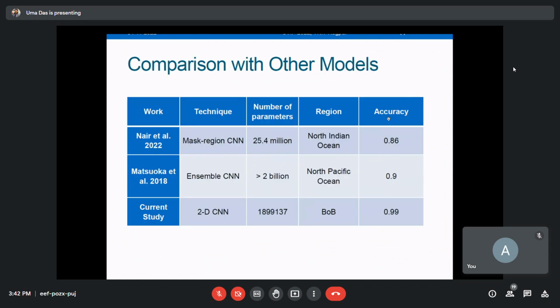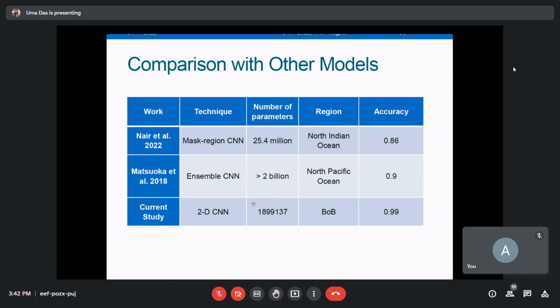Similar studies are conducted in the North Indian Ocean and the North Pacific Ocean. The accuracies there were around these in the order, and the number of parameters were actually too huge. In one of these cases, the number of parameters is greater than 2 billion. And in another study, it was 25 million. But in our case, it is just less than 2 million.